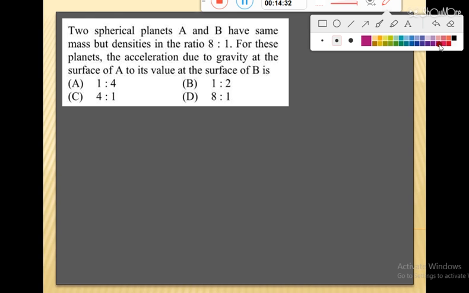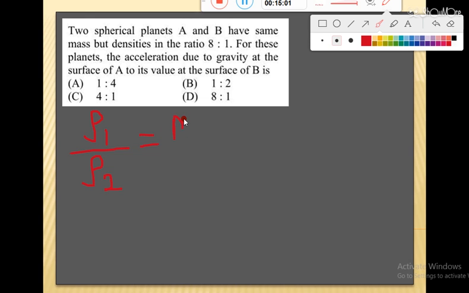Okay students, let's start this question. That means if their mass is same, their densities are different. That means density 1 by density 2, because their densities are different. So density is equal to mass upon volume.